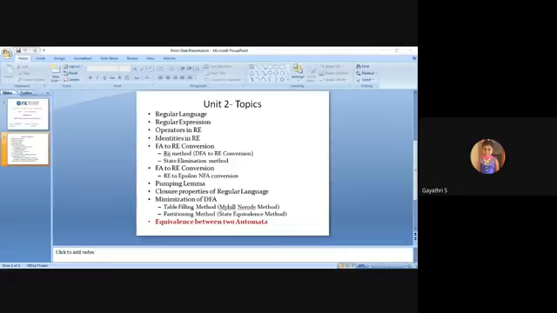Next, minimization of DFA. There are two methods in minimization of DFA. The first one is the table filling method, which is also called the Myhill-Nerode method. The second one is the partitioning method or state equivalence method. So the last topic in unit 2 is equivalence between two automata. I will move to the slide.